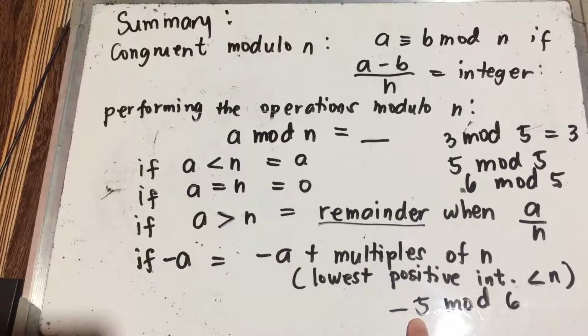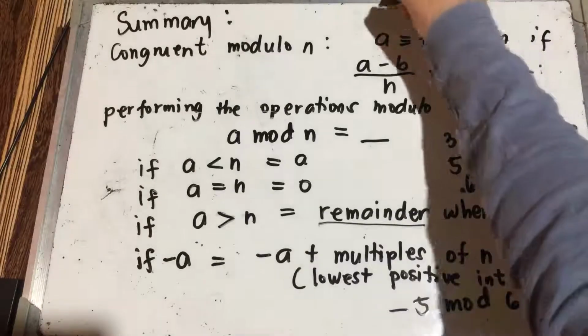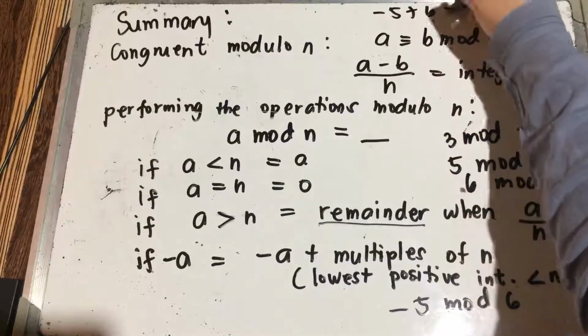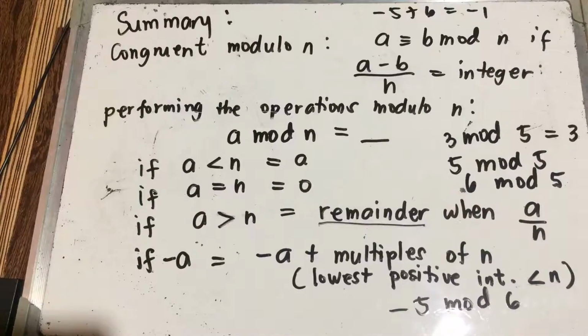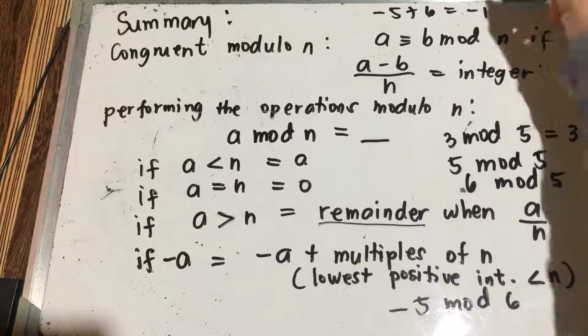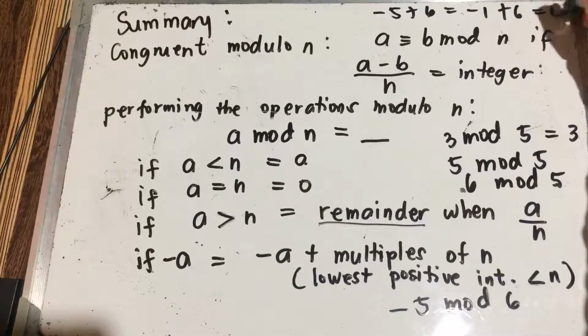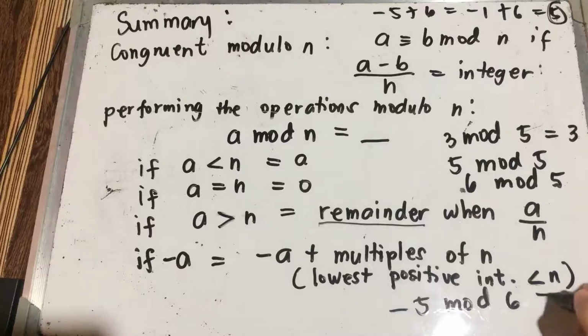So, since ito'y negative, gagawin mo lang siyang positive. Add ka lang ng add ng multiples ng 6. So, when we say multiples ng 6, add ka lang ng add ng 6. So, negative 5 plus 6 is negative 1. So, negative pa din. So, mag-add ka uli ng 6. So, we have positive 5. So, the answer is 5. So, ganun lang. Hanggang sa makuha mo is the lowest positive integer less than n.